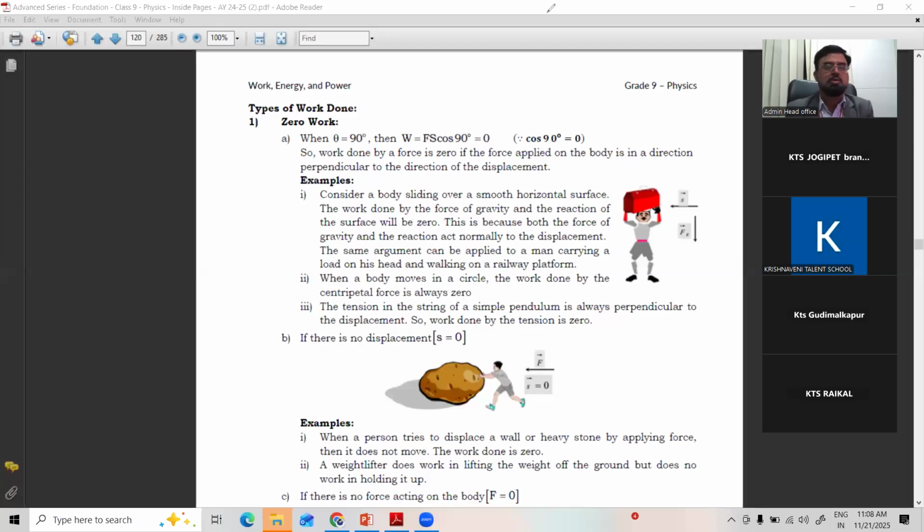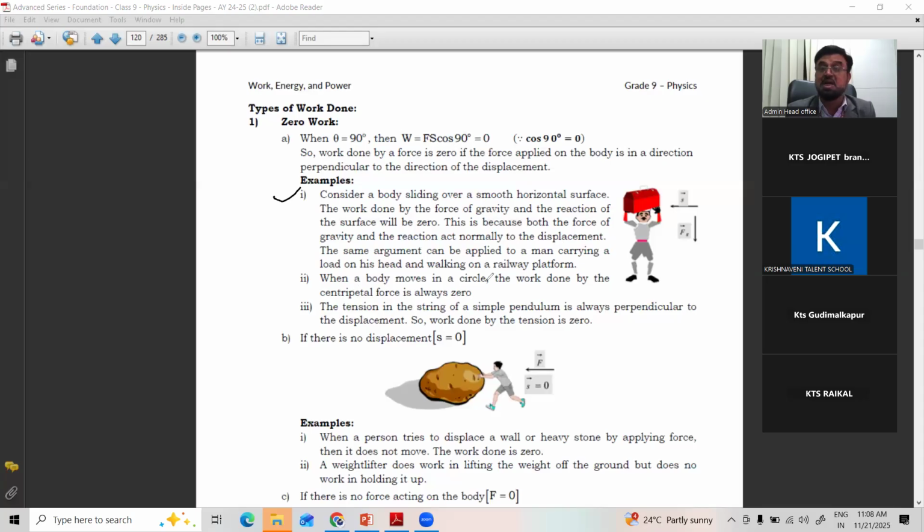Clear? So what examples can you see here? Example 1: consider a body sliding over a smooth horizontal, polished surface. The work done by the force of gravity and the reaction of the surface will be 0. This is because the force of gravity and the reaction act normally, perpendicular to the displacement. The same argument can be applied for a man carrying a load on his head walking on a railway platform. In both cases, the work done is zero.